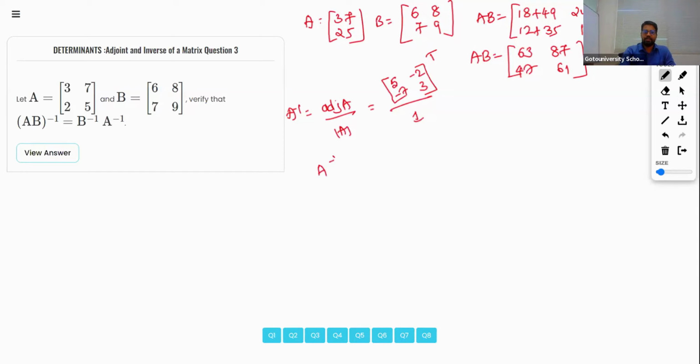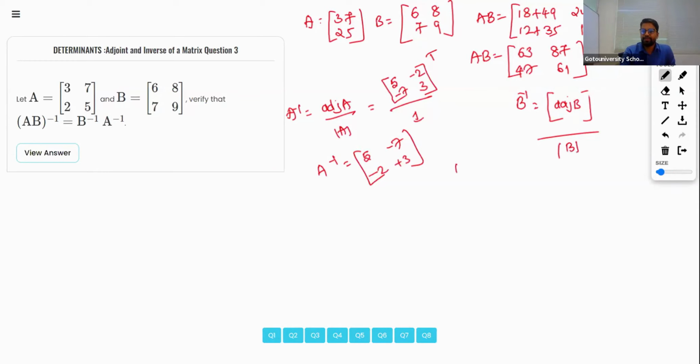So what is A inverse? A inverse is going to be the transpose of that: 5, minus 7, minus 2, plus 3. Just remember this. Similarly, I have to find B inverse. I'll write B inverse here. B inverse is the transpose of its cofactor matrix, that is, the adjoint of B, divided by the determinant of B.